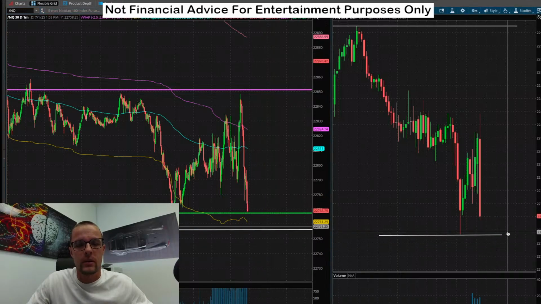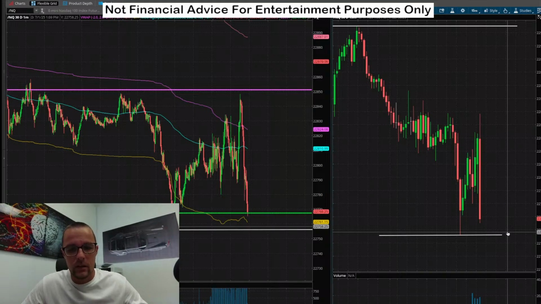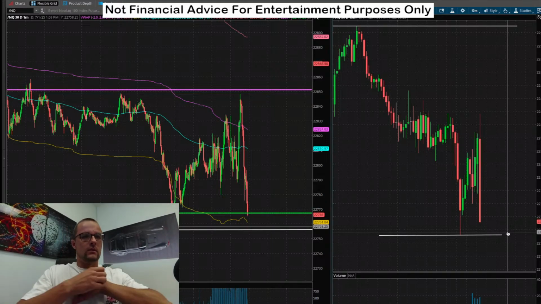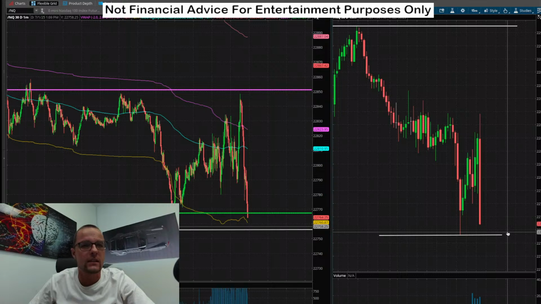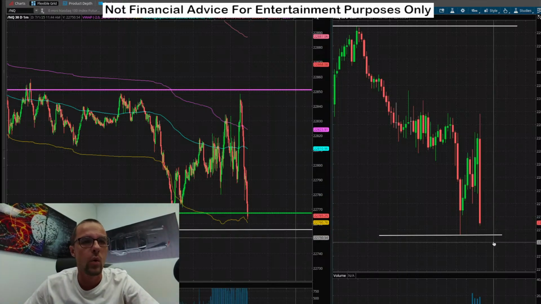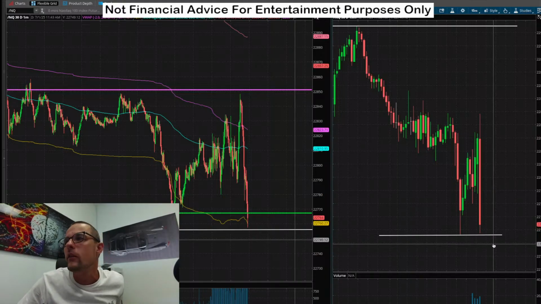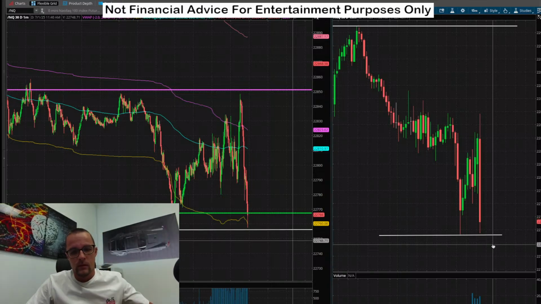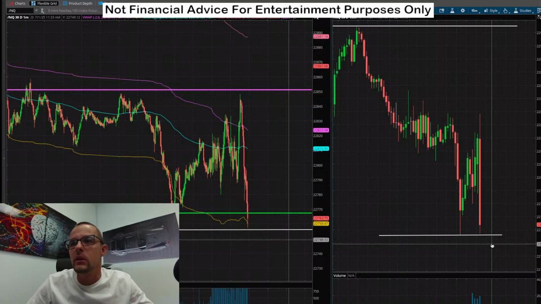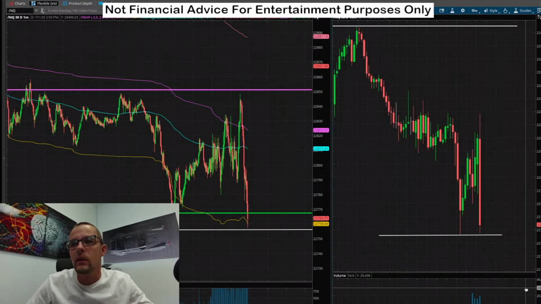Buyers should start stepping in here. So I got to be careful, though. Let's see what happens. Either it'll drop past it and just keep dumping, or we're going to sweep it and start going right back up. All right, here's the sweep. Let's wait for it. It needs to take out that line. Let's go.